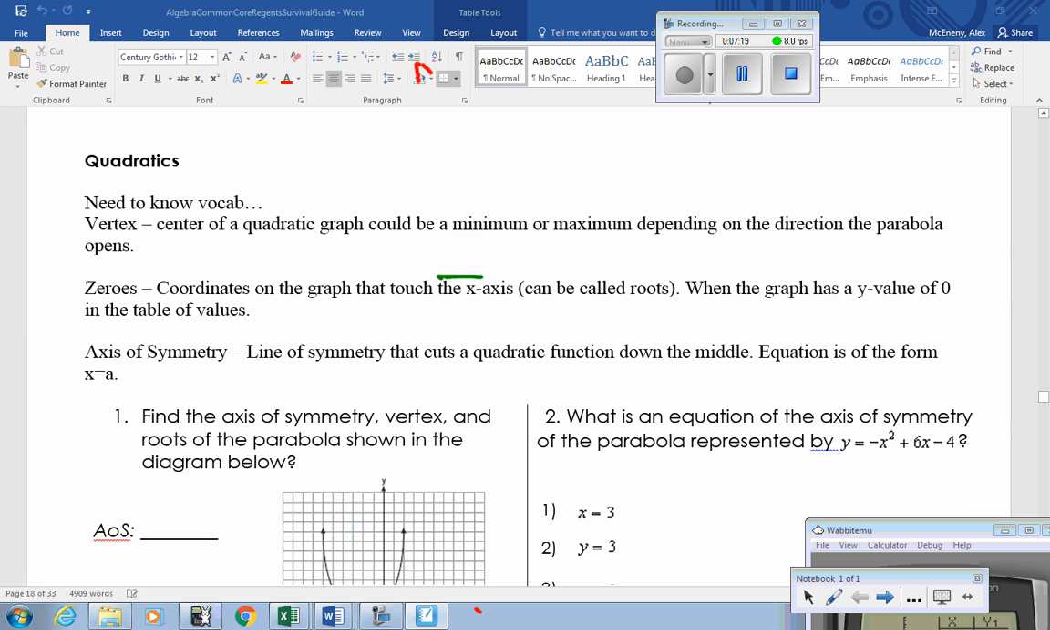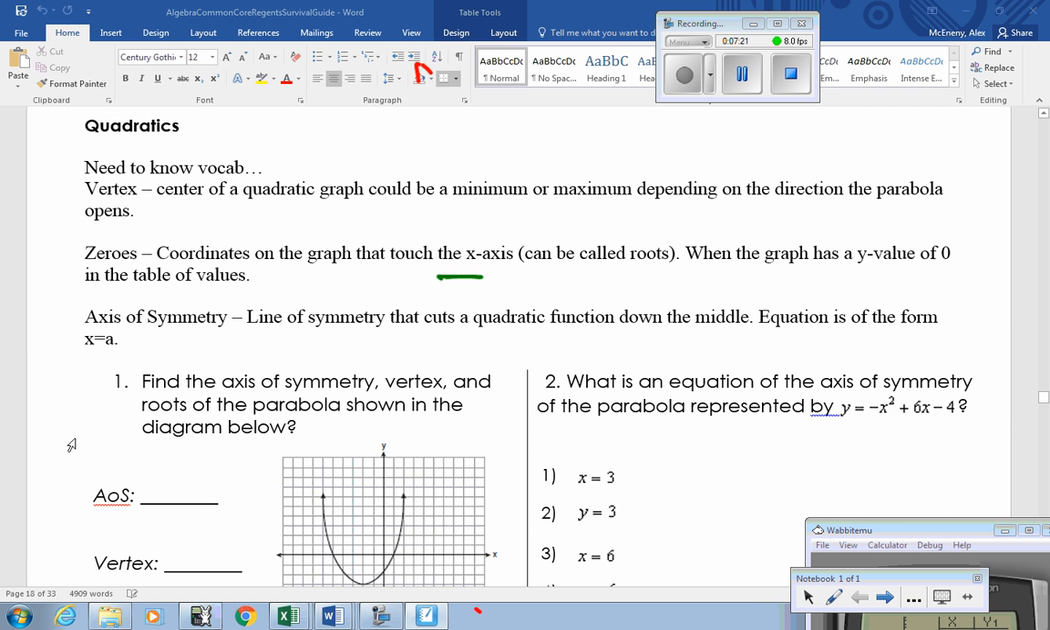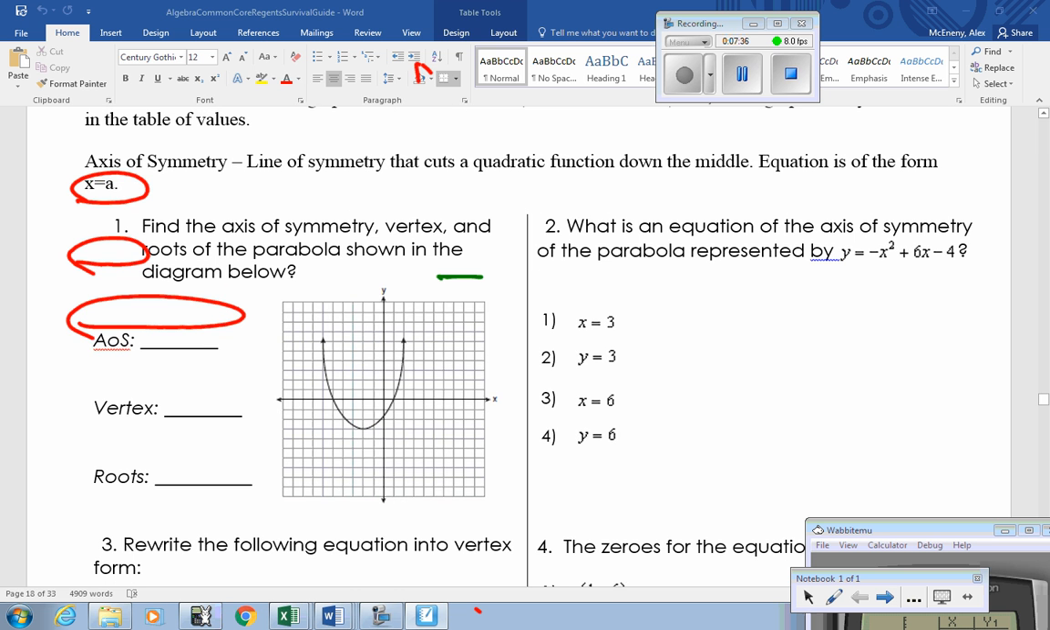And then with quadratics, the last section, I got on here some of the key vocab: vertex, zeros, axis of symmetry. Okay. So, and again, when you're looking at a graph, and I'll label some of those points on this graph. Okay. We got zeros or roots. You'd write those coordinates down. Those are going to be your roots or zeros.